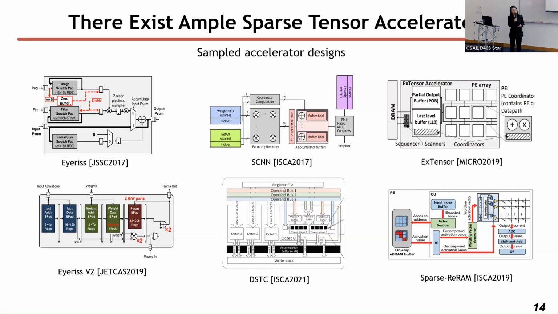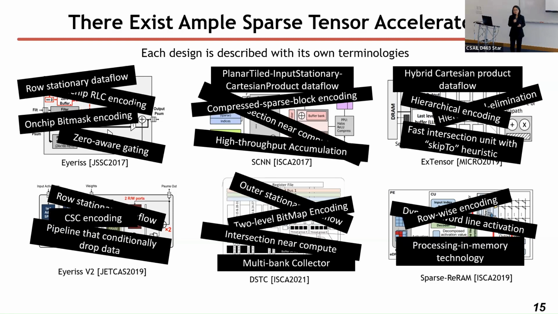Here in these figures, we're showing some example designs. As you can see, different accelerators can propose different architectural organizations, and most importantly, they can propose sparsity-related hardware optimizations that are different from each other.